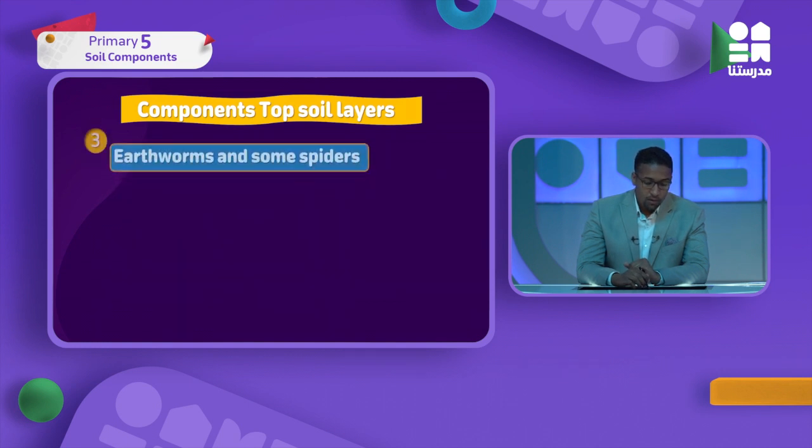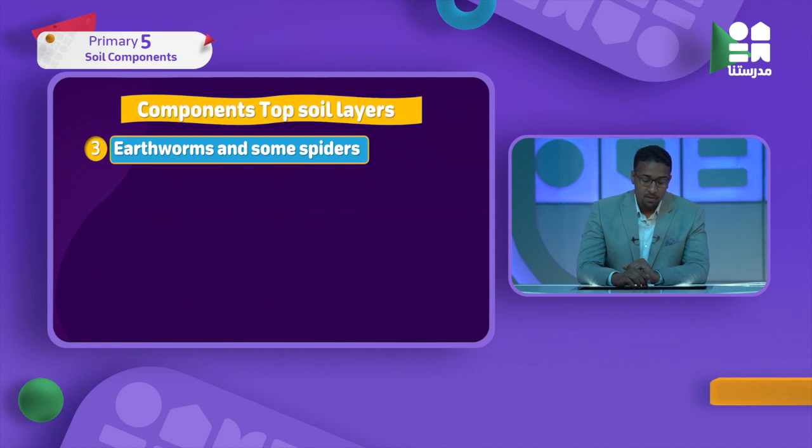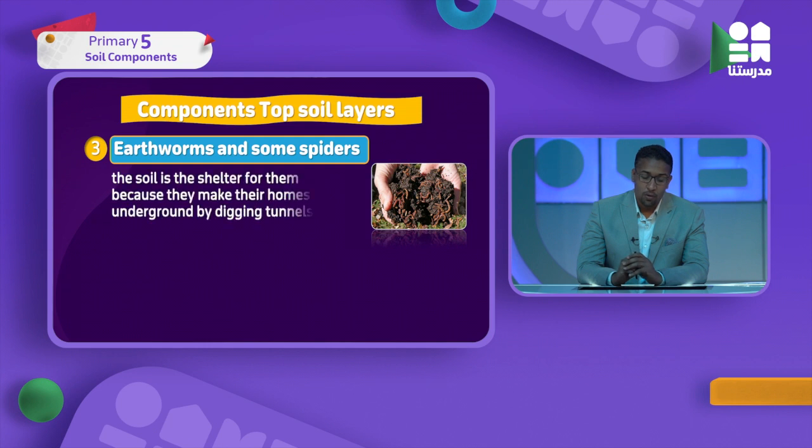The third component, earthworms and some spiders. Some spiders and earthworms live in the soil, and the soil is the shelter for them because they make their home underground by digging tunnels.